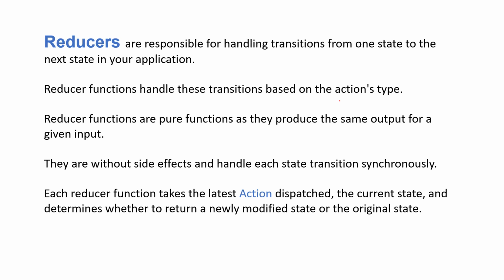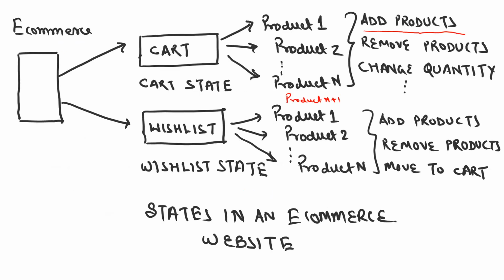Now how does the reducer handle this kind of function? The reducer handles these transitions depending upon our action type. Say we have an action known as add product. The reducer will add the product in our cart state. If we have performed an action known as remove products, it will go and remove that product from the cart state. And if we have performed an action known as change quantity, the task of the reducer is to go and change the quantity of a product in the cart state.